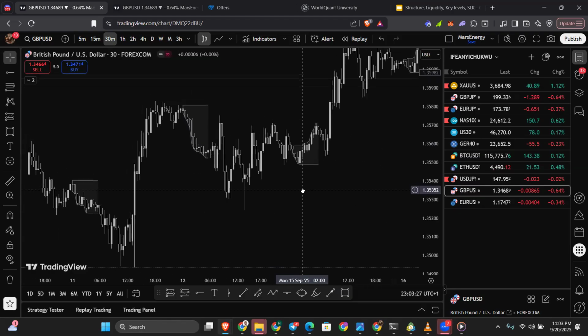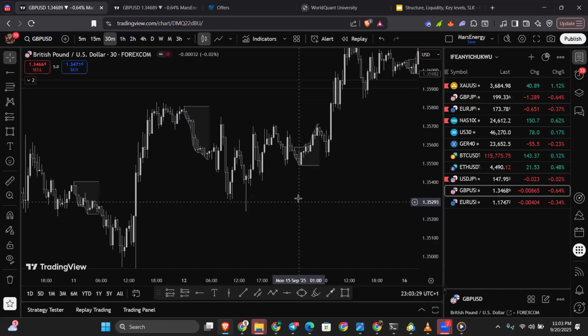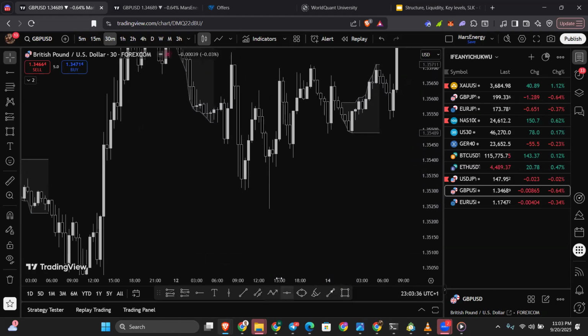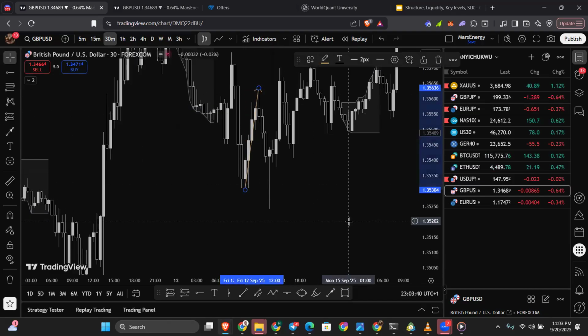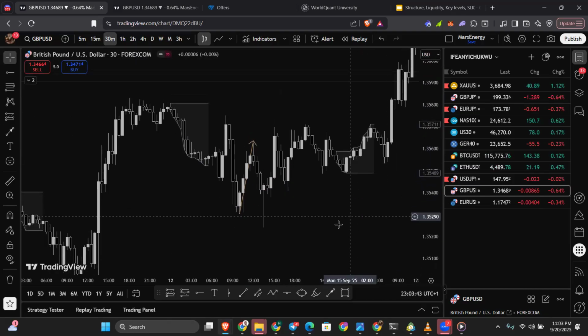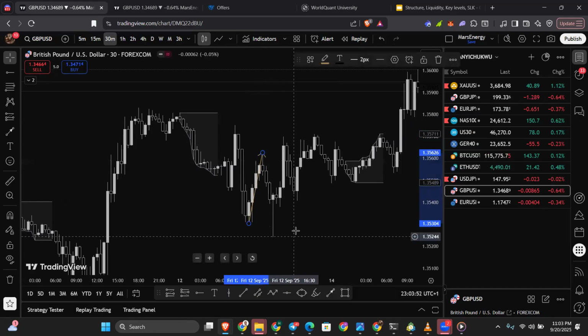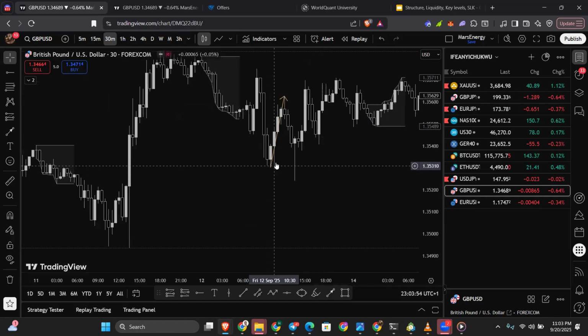All right, so look at this move here. Look at this move here. This move here is an inducement, because all things being equal, this move is supposed to take out this high. Supposed to take out this high, but now you see what it did. It did not take out the high and started coming down. As it's coming down, just know that this is now a liquidity point in the market.